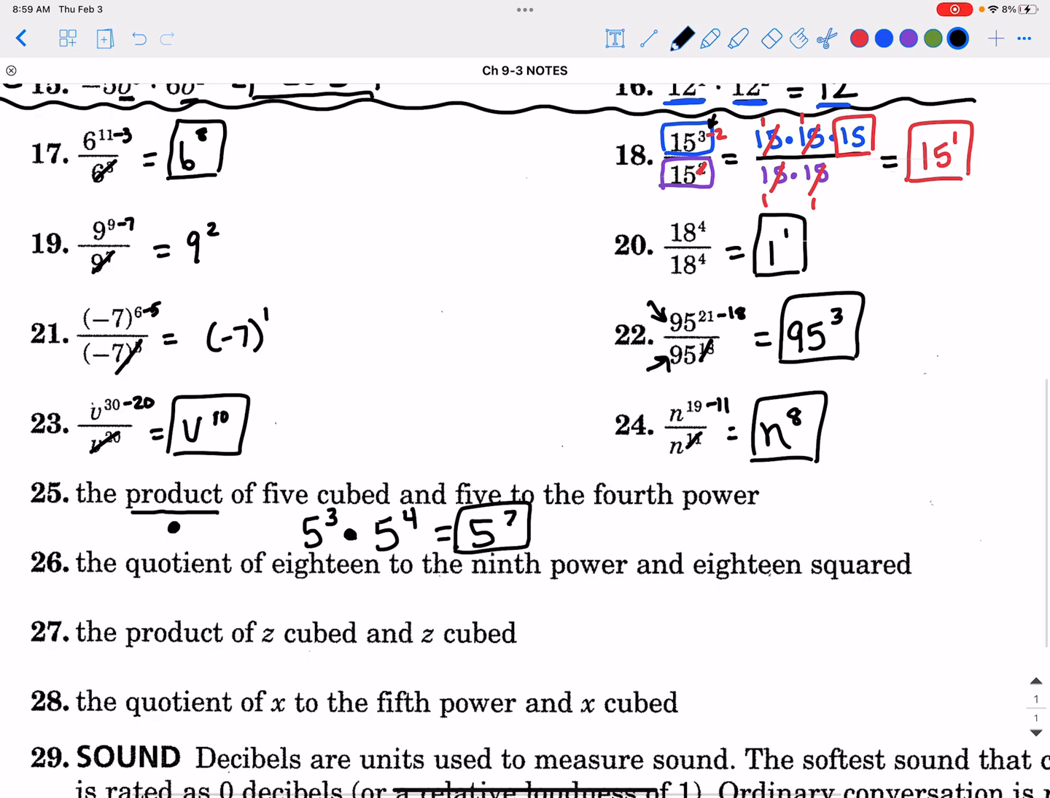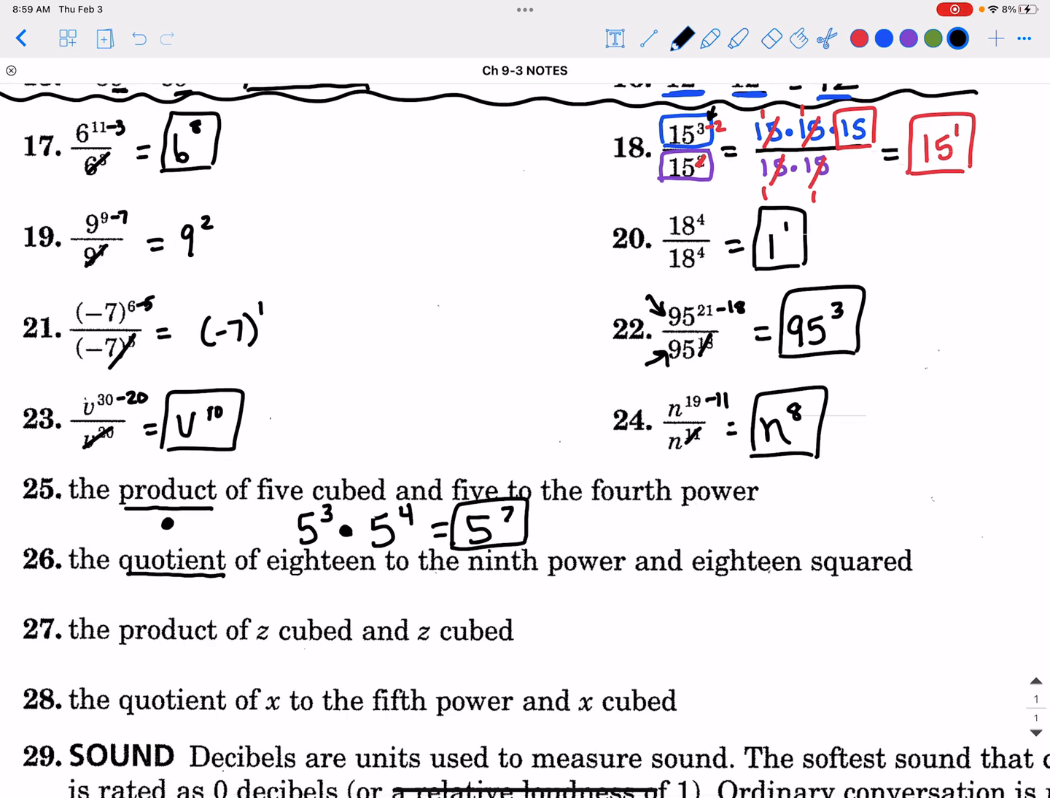Number 26 says the quotient. Well, we know the quotient is a division problem, or we're actually going to write it as a fraction. That's how we learned it up top. So the quotient of 18 to the 9th power. So on top, we're going to have 18 to the 9th power, right? The quotient of 18 to the 9th power and 18 squared, which we know means to the 2nd power. Okay? 2 of these are going to cancel out, 2 of these, leaving 18 to the 7th.